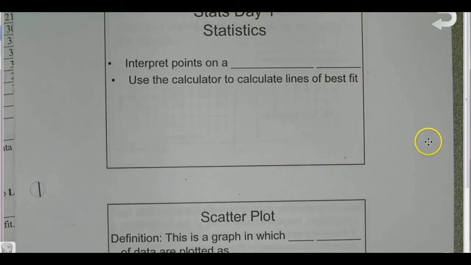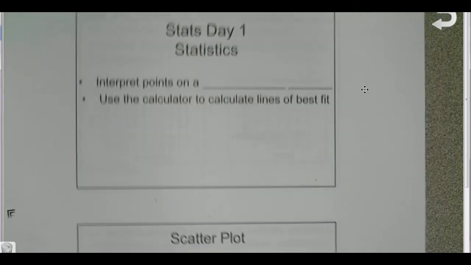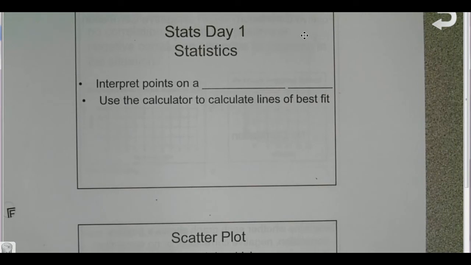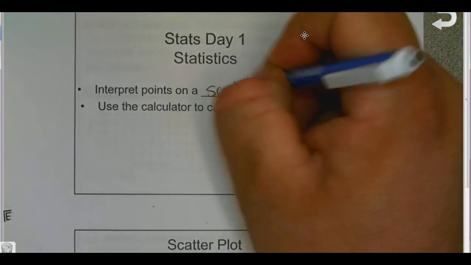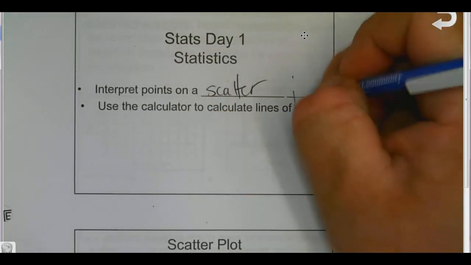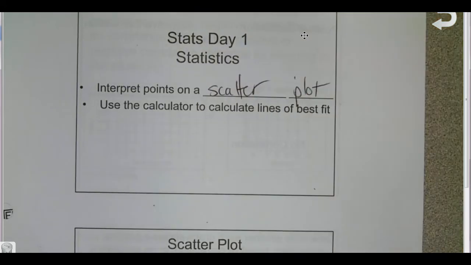So on the notes, you have day 1 statistic notes, and the first thing we're going to be able to do is understand the vocab and the meaning behind where all this came from. So we want to be able to interpret points on a scatter plot, and then we're going to use the calculator to calculate lines of best fit.